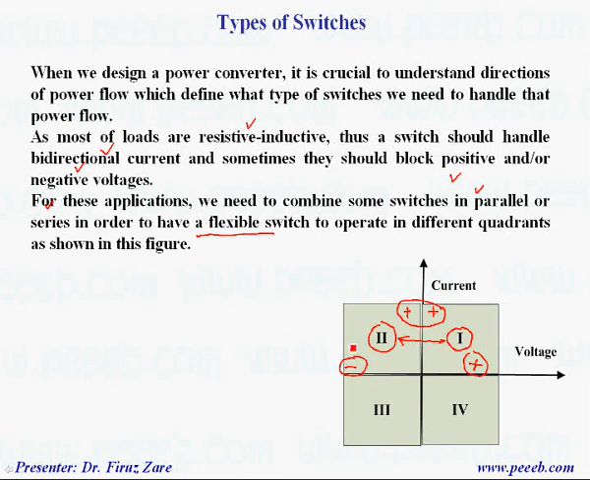So in this case, we need to have a special switch to be able to operate in this quadrant. The same happens for this quadrant and this quadrant. So that means sometimes a switch can operate only in one quadrant, or two quadrants, or even four quadrants. So in this case, we need to have a flexible switch to be able to handle this power flow.